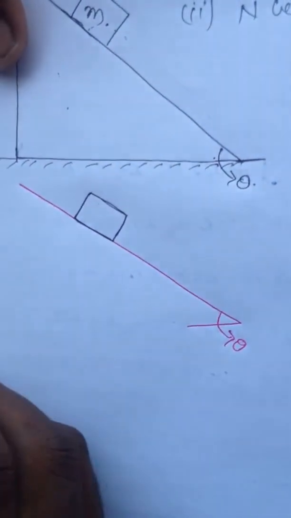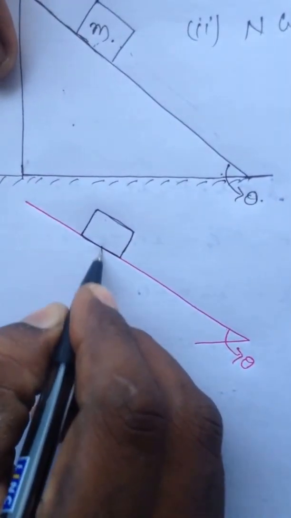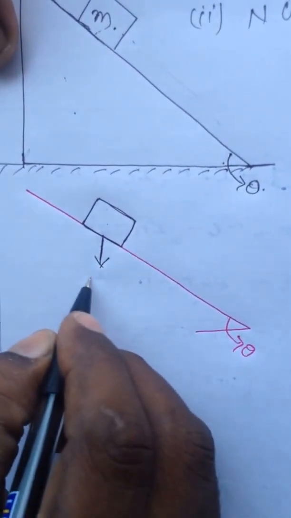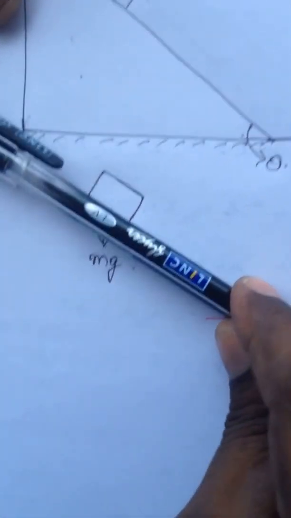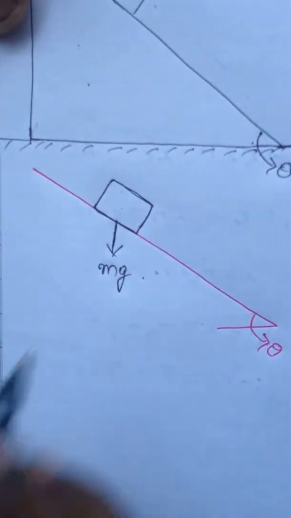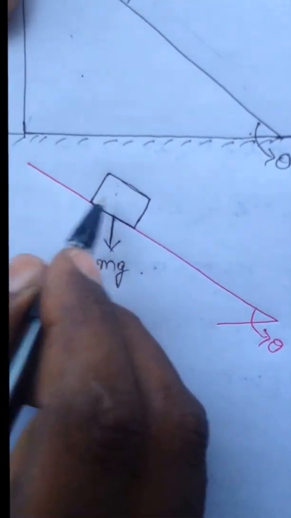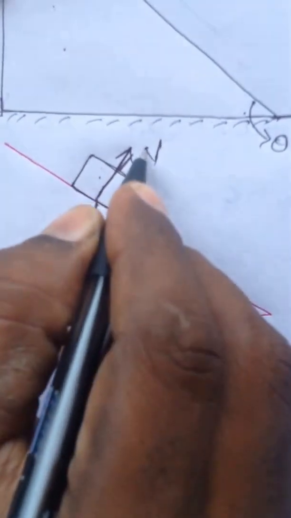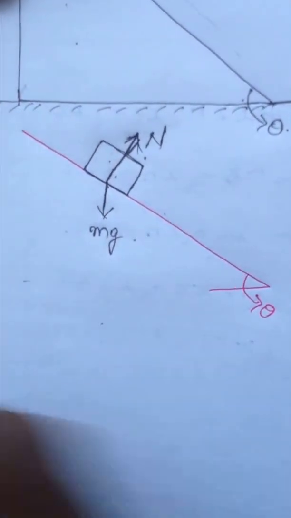Now, what are the different forces acting on the block? As the block is in a gravitational field, the gravitational force acts on the block vertically downwards, and its magnitude is mg. Whatever the orientation of this inclined plane, whether it is inclined like this or like this, the gravitational force will always be vertically downwards. And the second force: as this object is in contact with this inclined surface, there will be a contact force normal to the surface, which we call the normal reaction N. So these are the two forces acting on this block with respect to the earth.